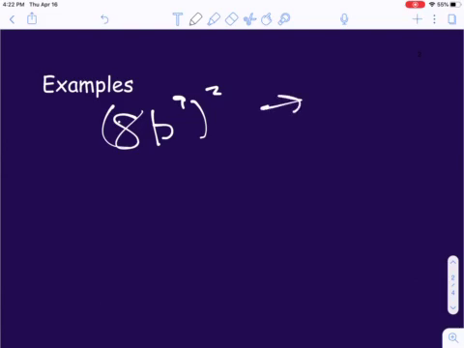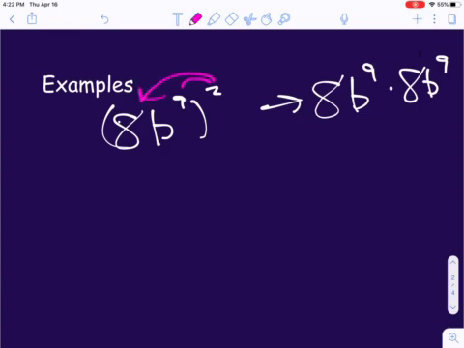Well, we know that if I were to expand this, it would be 8b to the ninth times 8b to the ninth, and that would be a lot easier. But let's use that rule, all right? So let's take this exponent, and we're going to multiply it by both the exponents here. Now, remember, if something doesn't have an exponent, and most of the time the numbers are not going to have exponents listed, the exponent is 1.